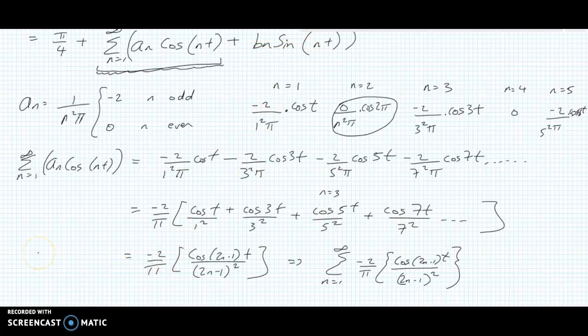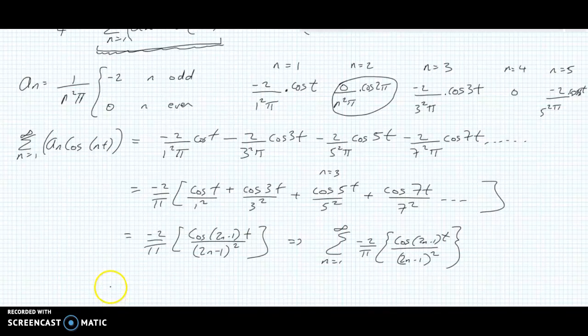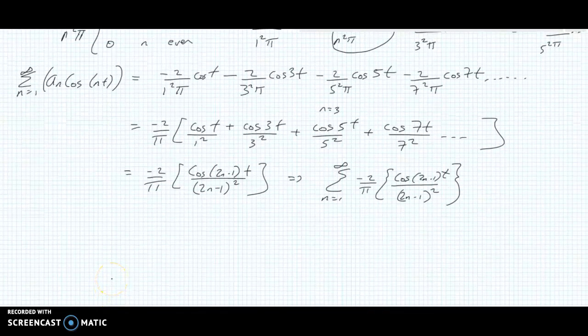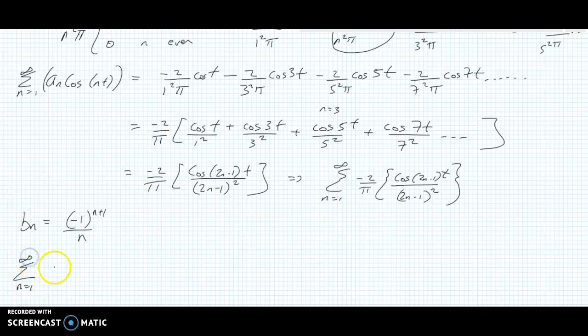Now, so that's the an cos nt bit. Now we're going to look at the bn sin nt bit. Remember, we had bn, we got this for bn: minus 1 to the power of n plus 1 over n. And just looking at that little bit there, the sum from n equals 1 to infinity of bn multiplied by sin nt.